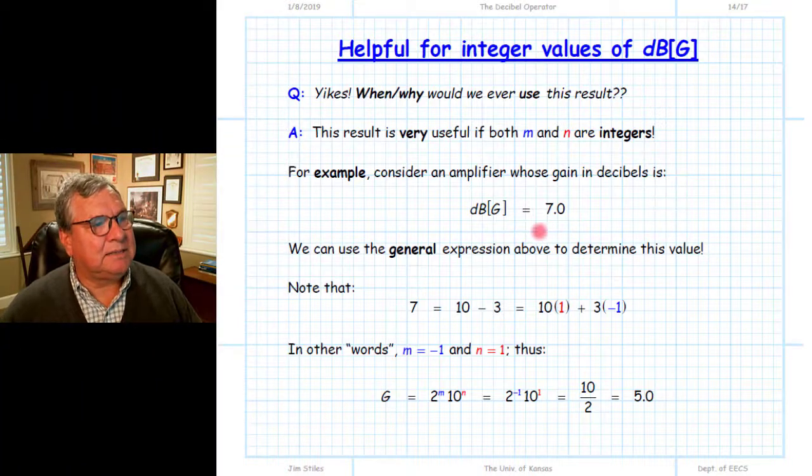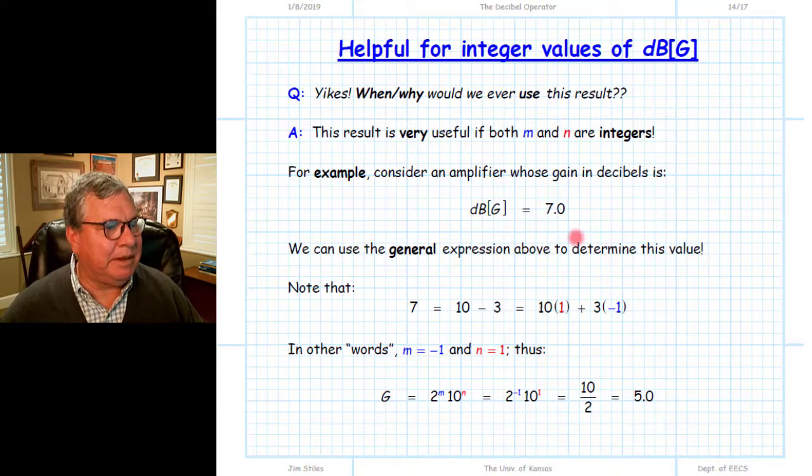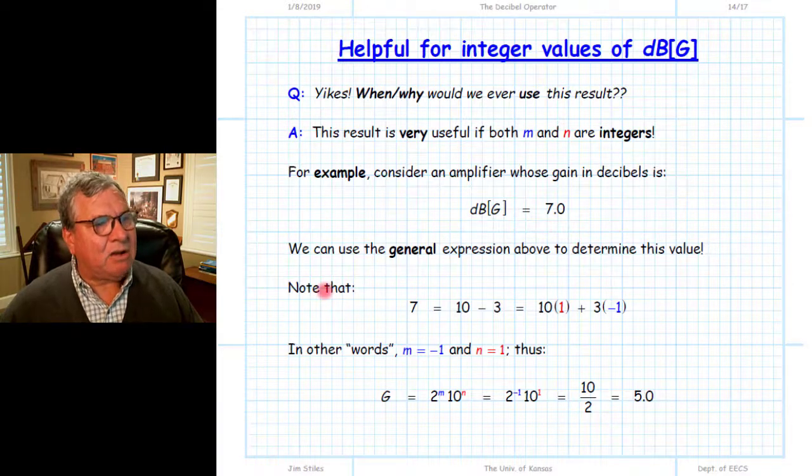Let's do another example. Let's say we have some gain and we express that gain in decibels, we get a 7. So gain is 7 dB, we would say. We can write 7 now as equal to 10 minus 3. And because we've written it as 10 minus 3, we've written it in a way that is aligned with the previous identity: 10 times 1 plus 3 times minus 1. So m is equal to minus 1, and n is equal to 1. If we insert that into our identity, then the gain must be equal to 2 to the minus 1, or 1/2, times 10 to the 1, or 10. In other words, we get 10 divided by 2, or 5.